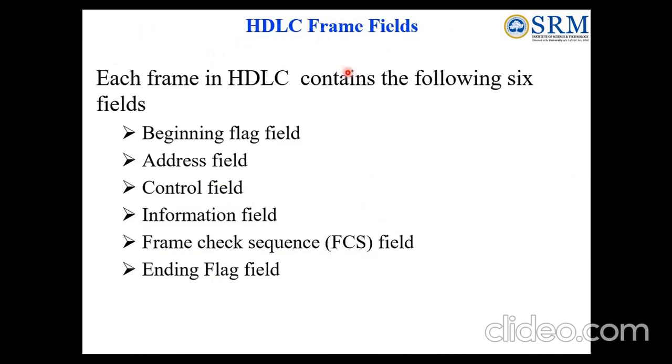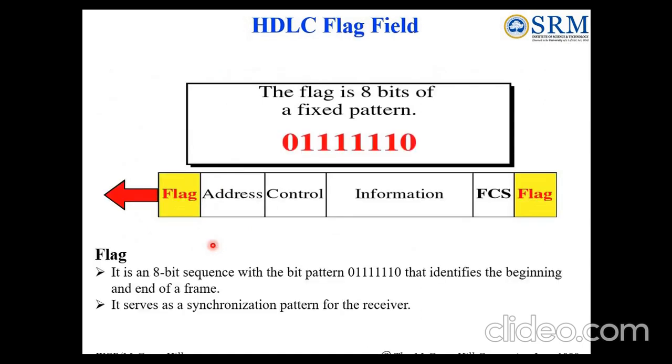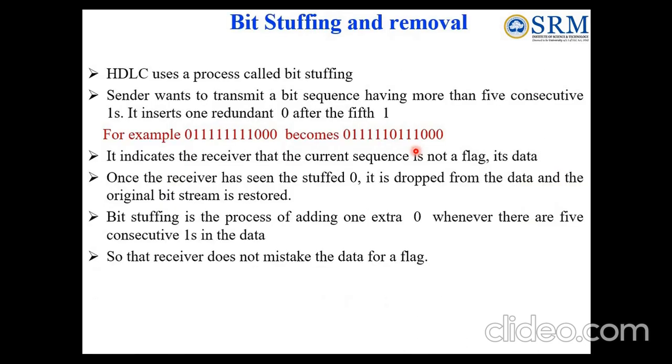Each frame contains the following six fields: beginning flag field, address, control field, information field, frame check sequence and ending flag field. The flag is an 8-bit number with starting bit 0 and ending bit 0. All other digits are 1. So the 8-bit sequence with a 0, six ones and a 0 is called a flag. It indicates the start and end of the HDLC frame.